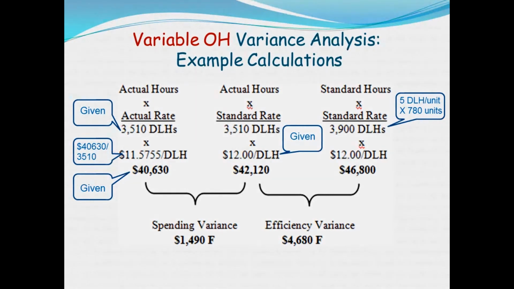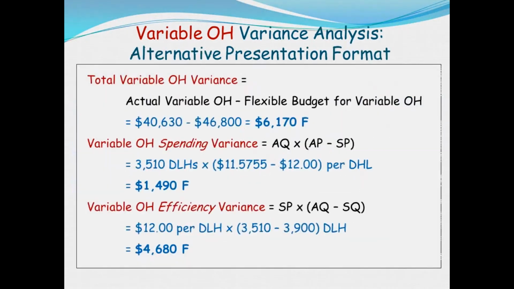And you see, you can break it down to your spending variance and your efficiency variance. So the tricky thing on doing these is, one, remember that there are a number of hours per unit that matter, and that you're going to be using the actual number of units even for your standard.